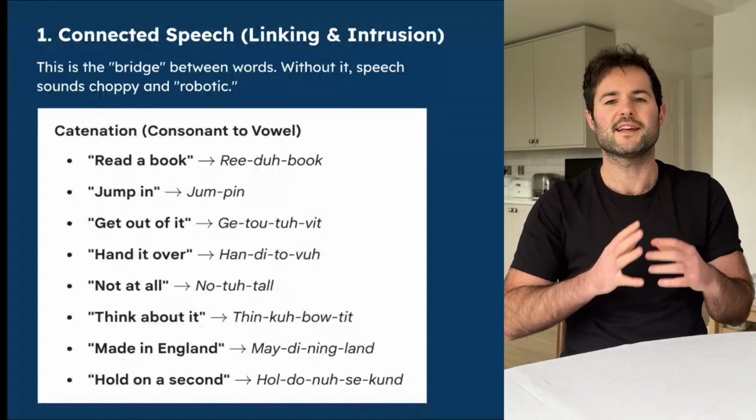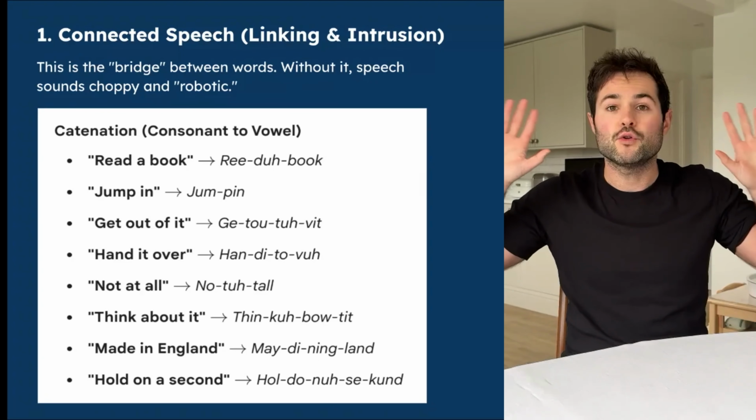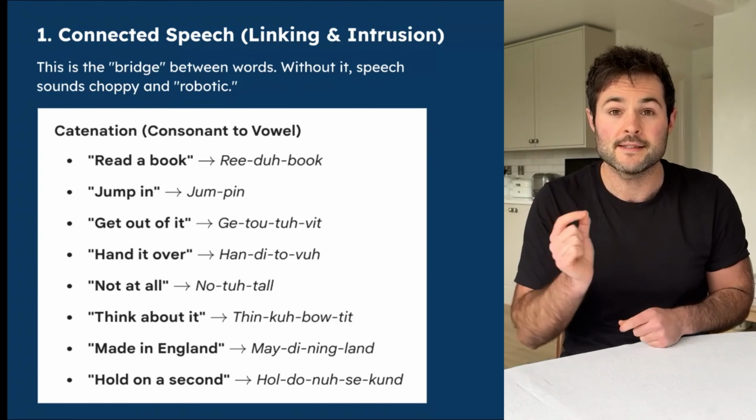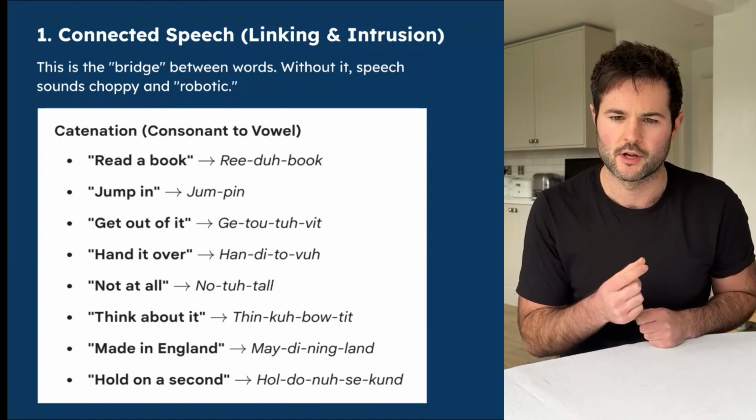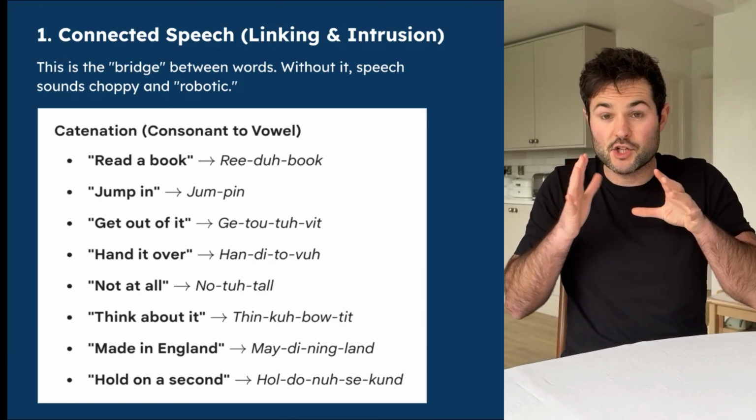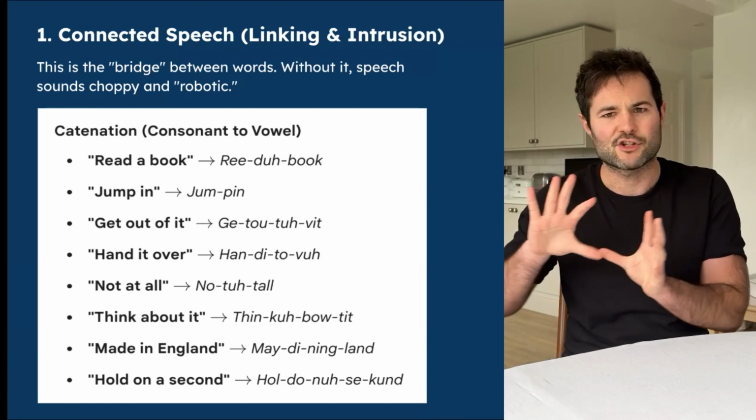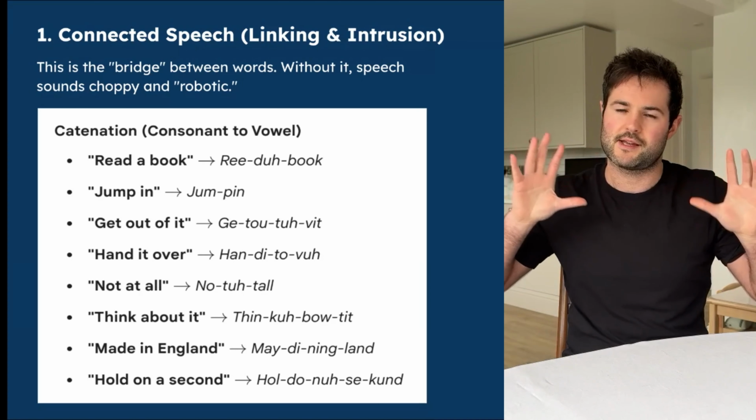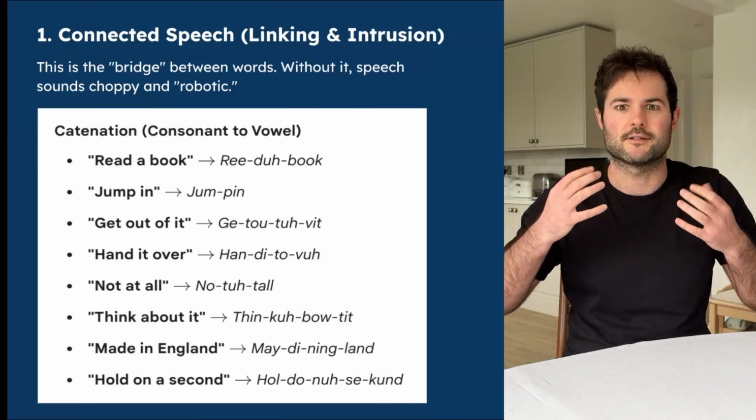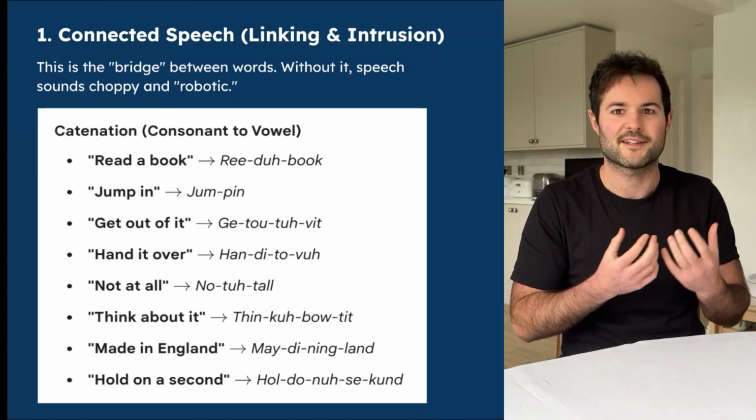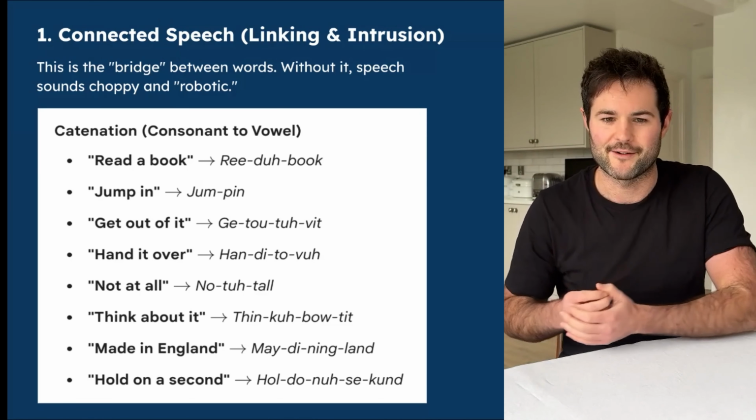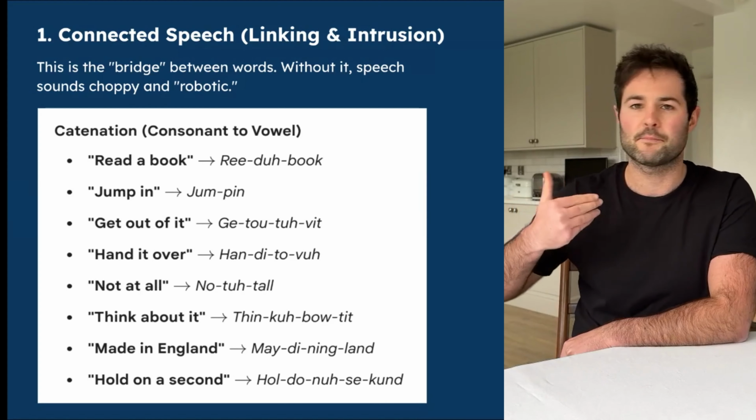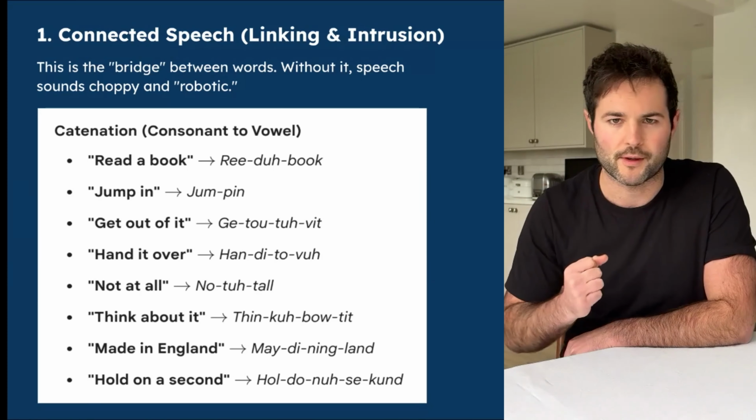The first point I'd like to explain on this, let's say, ultimate guide on how to understand English native speakers is connected speech. And this can be split into linking and intrusion. They're two separate categories. This might sound like complete nonsense, gibberish. It might sound like Greek to you right now. So let me explain it with plenty of examples. I'll be giving examples throughout this video podcast.